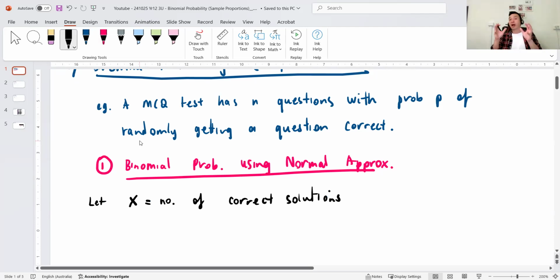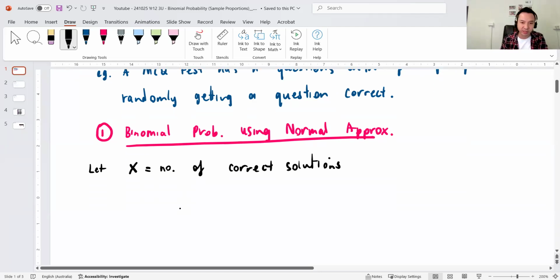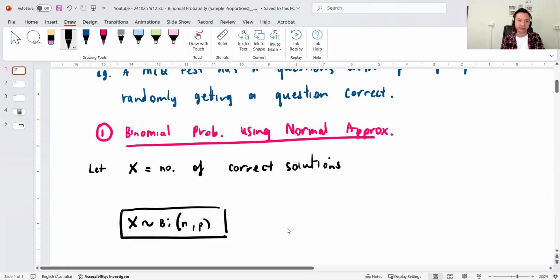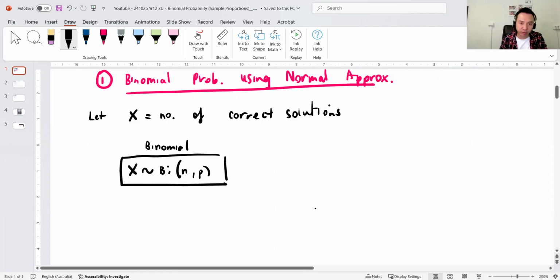Because later for sample proportions, I'm going to define a new variable that represents something similar, but a little bit different. Now, if X is the number of correct solutions, then X is a binomial variable with parameters n and p. Let's just label this binomial: X is a binomial variable, n and p.